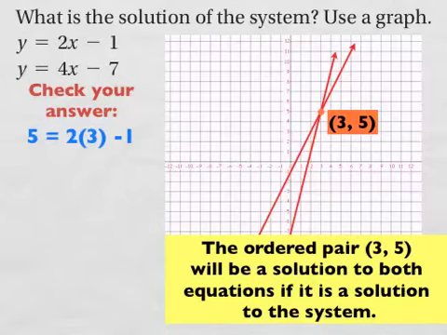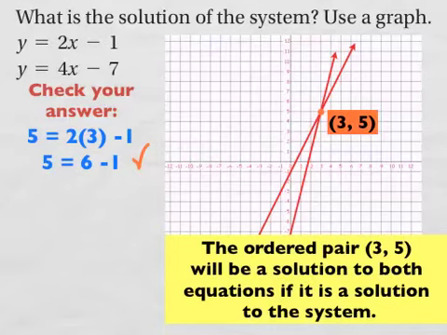5 equals 2 times 3 minus 1. Well, 2 times 3 is 6, so I have 5 equals 6 minus 1. 6 minus 1 is 5, so 5 equals 5 is a true statement. It does work for that first equation.